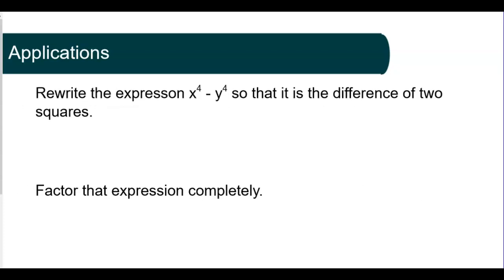All right, can you rewrite x to the 4th minus y to the 4th so that it is the difference of two squares? And then I'm going to ask that you factor that expression completely. So first things first, x to the 4th minus y to the 4th. I could rewrite x to the 4th as x squared squared. Now that's a perfect square. Minus y squared squared. And that's how I could rewrite the expression.